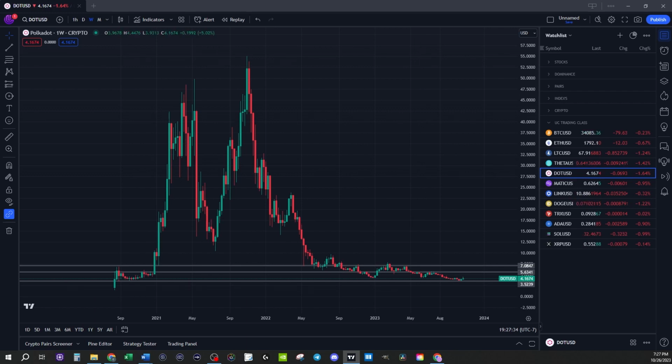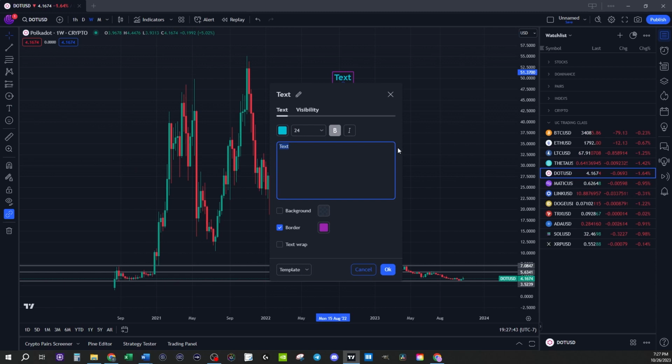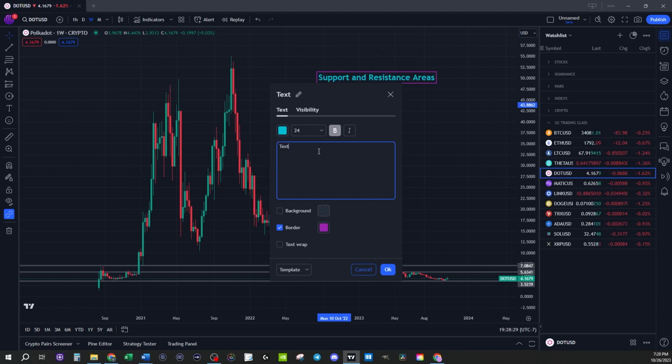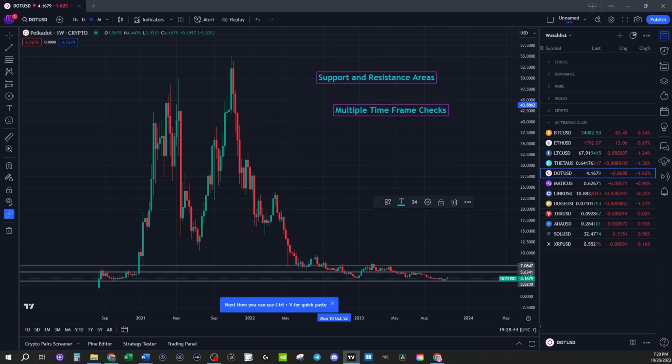So let's start building your checklist of what we aim for when finding confluence. The first one we're going to be looking at is support and resistance areas. Next is going to be multiple time frame check. Remember to always focus on possible long and short entry opportunities. This is your first practice week to see how you can perform with multi-time frame confluence.